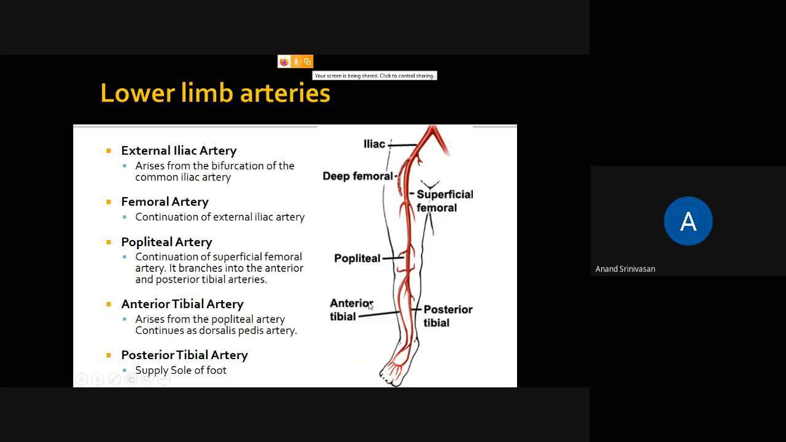In the lower limb arteries, the external iliac artery, which is a branch from the common iliac artery, continues in the thigh as the femoral artery, because the femur bone is present here, so that's why this is called the femoral artery. And in the knee joint, it is referred to as the popliteal artery. After the knee joint, it divides into two parts, one anterior to the tibia and one posterior to the tibia: the anterior tibial artery and posterior tibial artery.